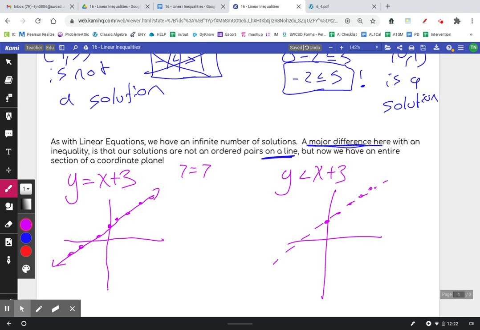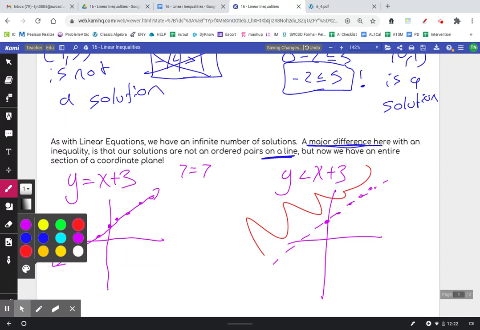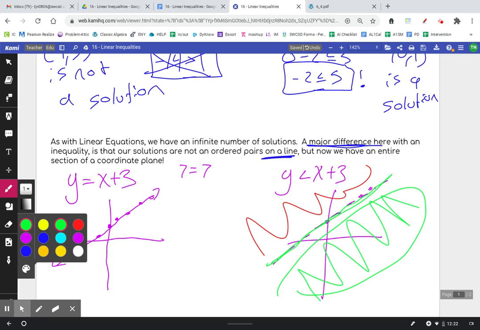So I'm looking for which side. Is it this side? I'll call it red. And I'll call it green. One of these two areas of the whole entire coordinate plane is all of our solutions. They don't just fall on this line anymore. They fall either above it or below it. We need to find where the solutions are. They're a big piece, either this piece or this piece. That's what we're going to see down below. Okay, so that's kind of what I want your mind to be focused on.